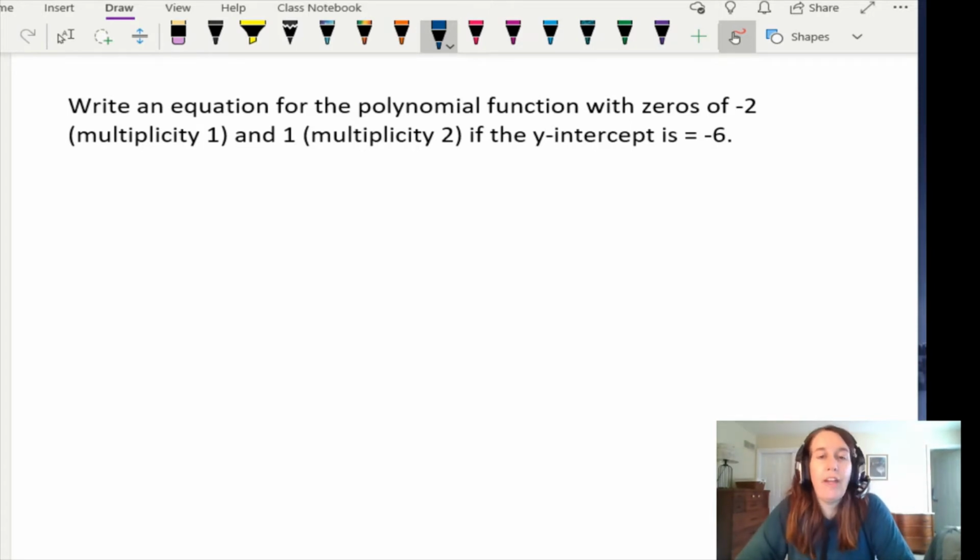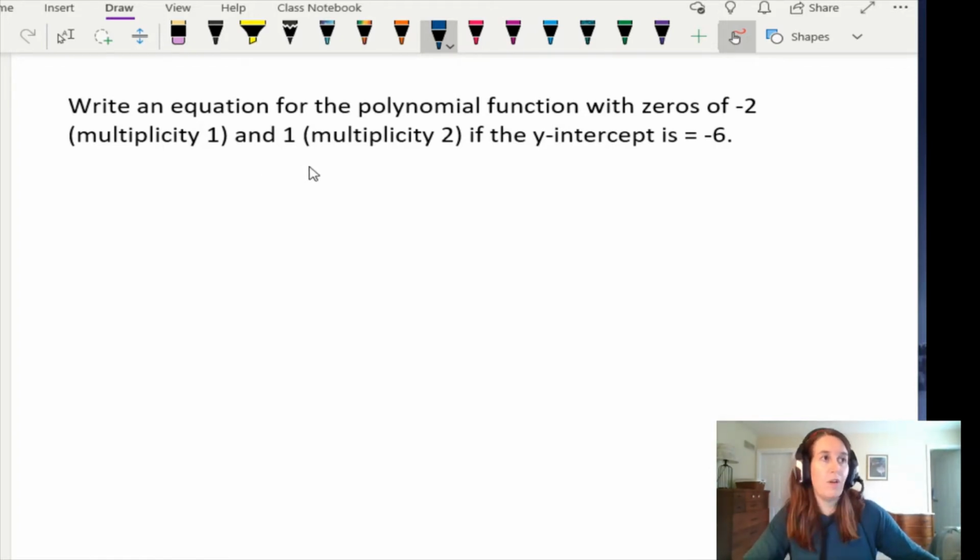And now for one final problem dealing with polynomials, we're going to turn it around the other way and write a polynomial equation. So it says write an equation for the polynomial function with zeros of -2 that has a multiplicity 1 and 1 that has a multiplicity 2 if the y-intercept is equal to -6. So let's see what that looks like.